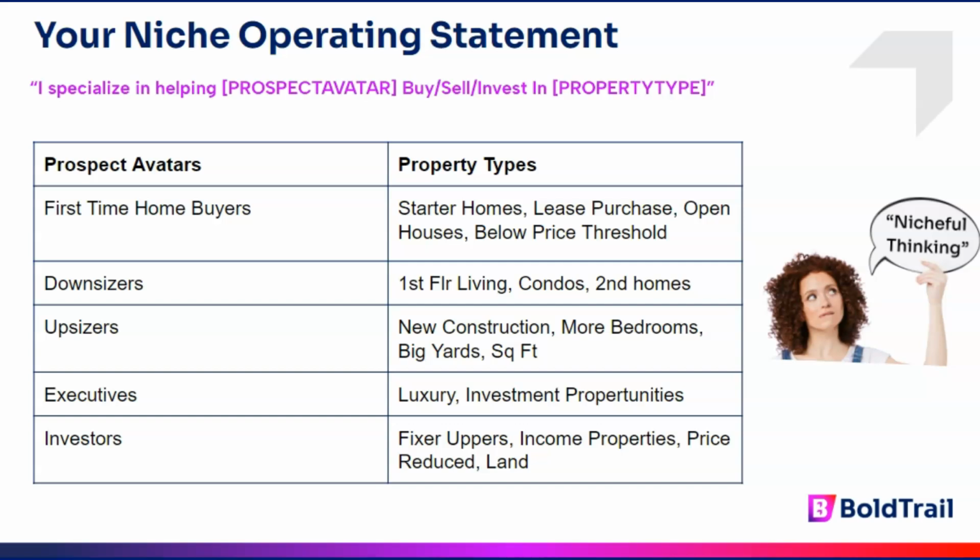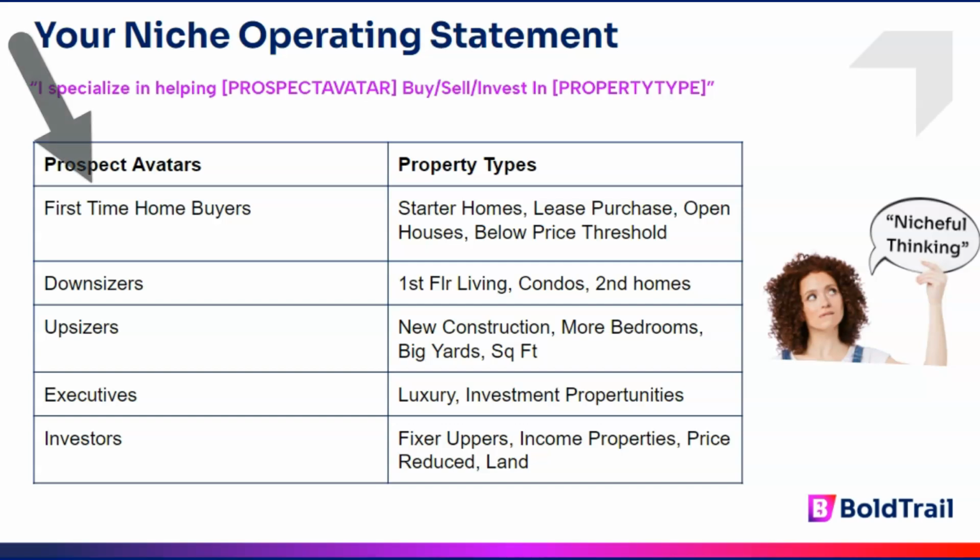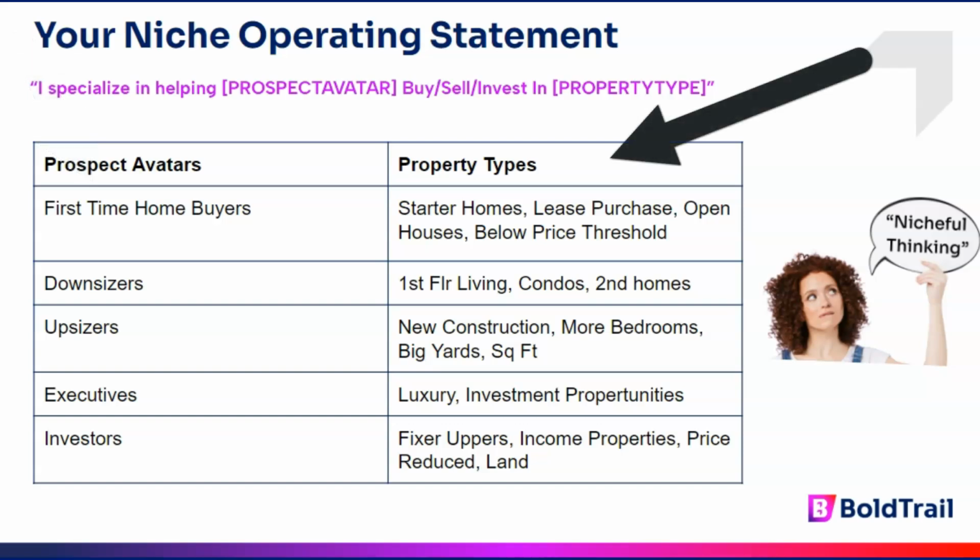A niche operating statement might go something like, I specialize in helping prospect avatar, a specific type of prospect, buy, sell, or invest in a specific property type. On the left side of the table you'll see first-time home buyers, downsizers, upsizers, executives, and investors as prospect avatars, and then the property types matched to each of them. So let's say I specialize in helping executives buy, sell, or invest in luxury homes in, and we're missing one other element on this slide, a specific geographic area, which almost goes without saying in real estate.